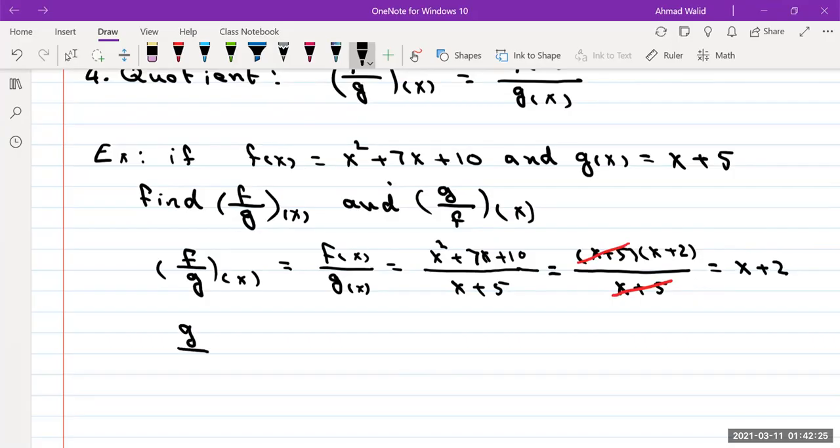G over f of x. If I'm good enough in algebra, immediately I will write my answer is 1 over, because here you have x plus 2, correct? Actually, your denominator is 1. It's 1 over x plus 2. If not, do the same thing, but please write the f of x in the denominator, g of x in the numerator, and you will see you will end up with 1 over x plus 2, correct?